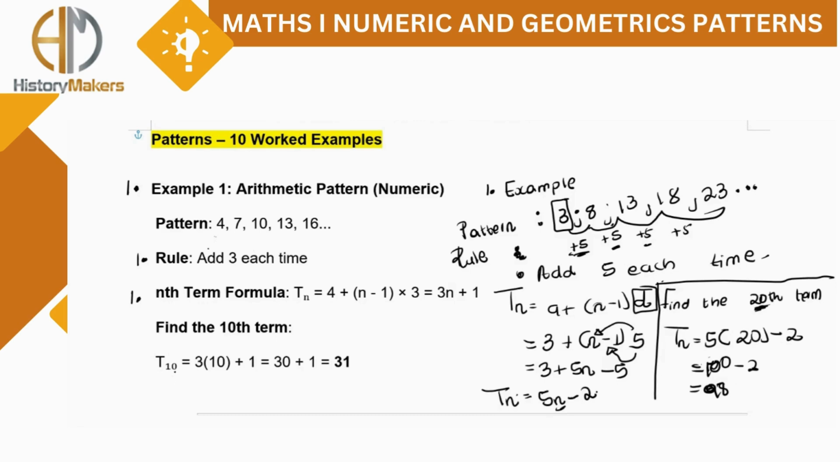So the way in which we can prove if our Tn is correct is if, when we substitute term number 1, we get the first term. It's going to be 5 times 1 minus 2, which is 3.